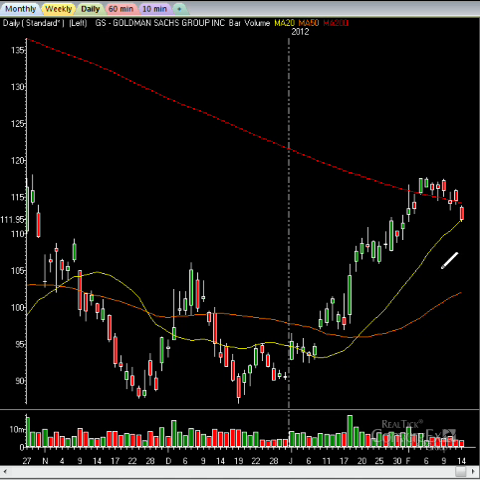Goldman Sachs, on the other hand, continuing to pull back, but even look at Goldman, right there at the daily 20 moving average, must be respected.